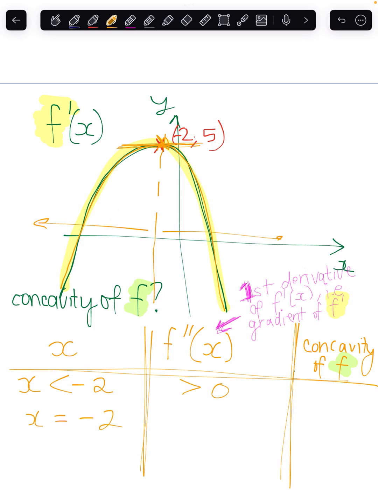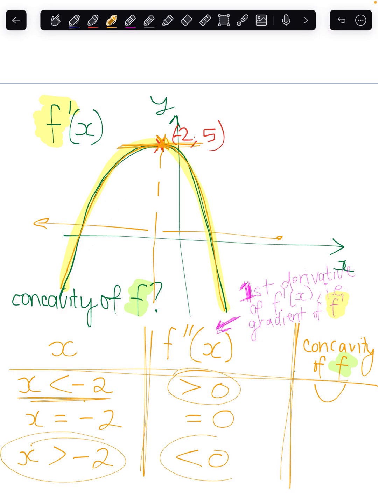When x is smaller than negative 2, our gradient is positive. When x is equal to negative 2, our gradient is 0. And when x is greater than negative 2, we now have a negative gradient, right? So that means that that is how f double prime is behaving for the different values of x. And so what does that mean for the concavity of f? Well, that means when x is smaller than negative 2, we have a concave up graph. And when x is greater than negative 2, we have a concave down graph.